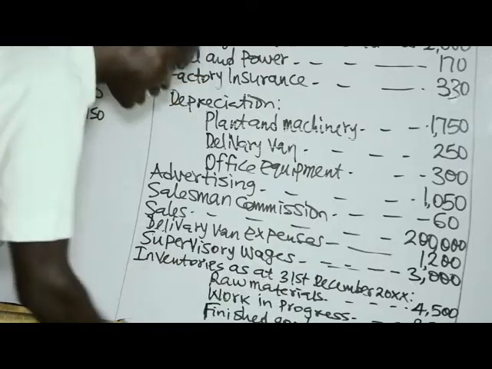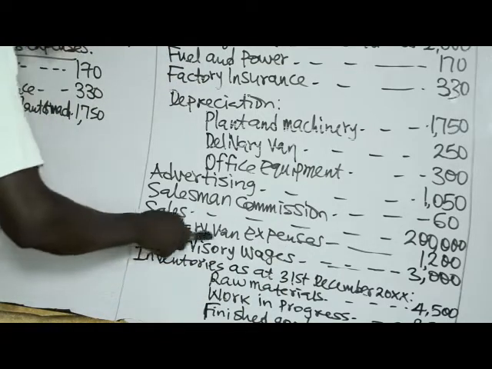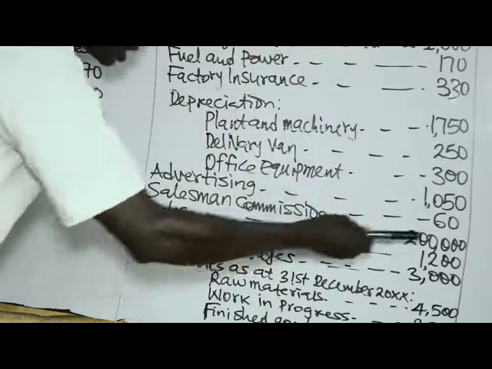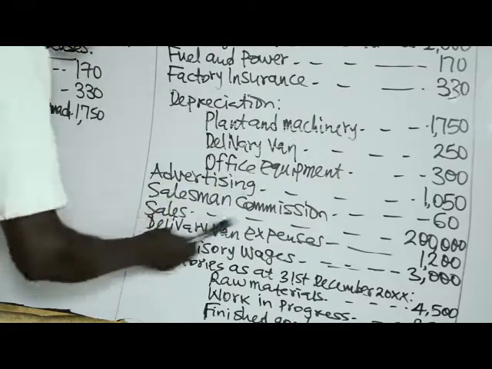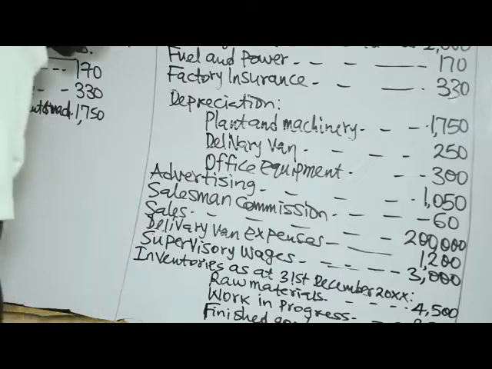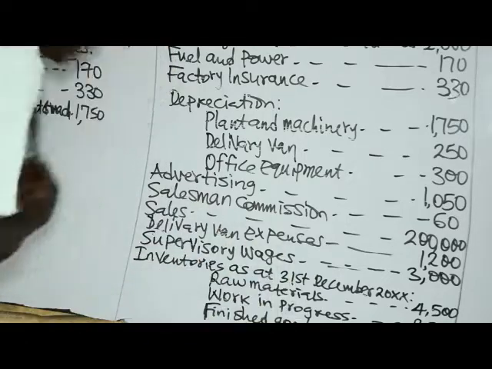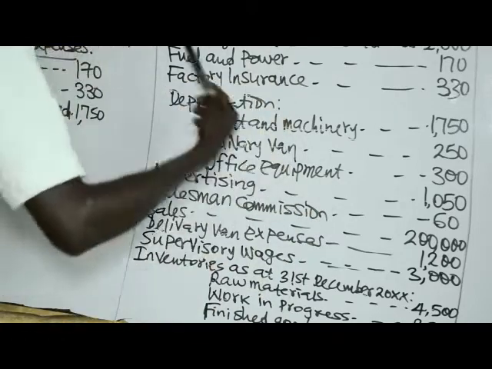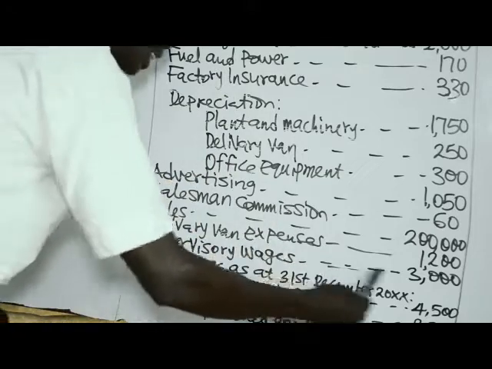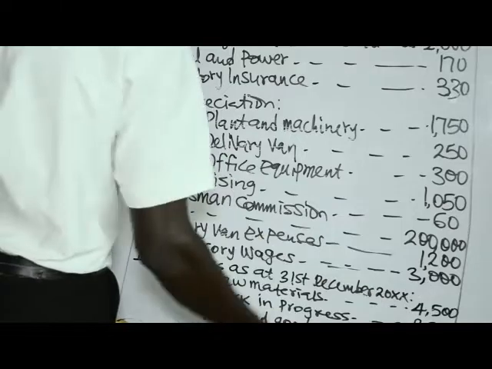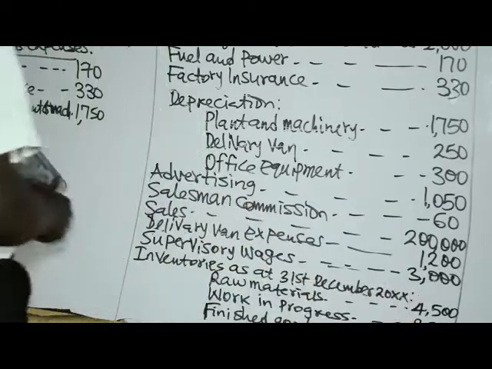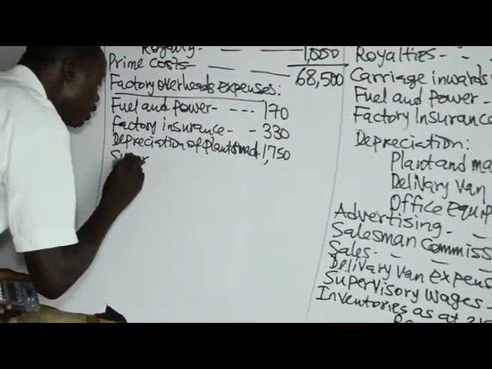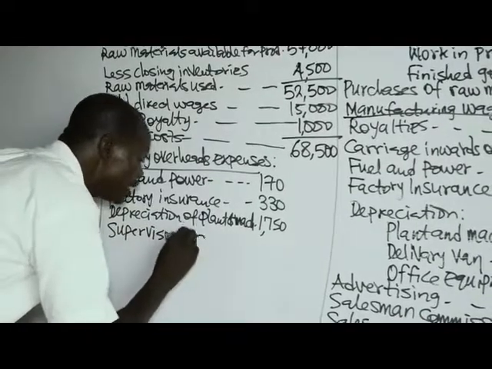Then delivery van expenses. This is also an expense incurred in delivering the goods to the customers, in dispatching the goods to the customers. Therefore, this is a selling expense, and it should not form part of the factory overheads. Then we have supervisory wages. This is the wages paid to the worker that supervises the work at the site. Therefore, this should be treated as a factory overhead. So, you have supervisory wages of 3,000.